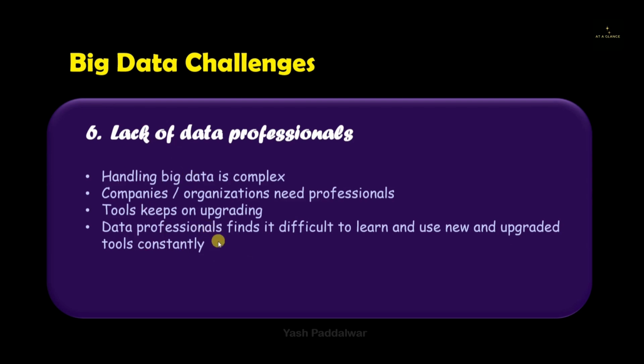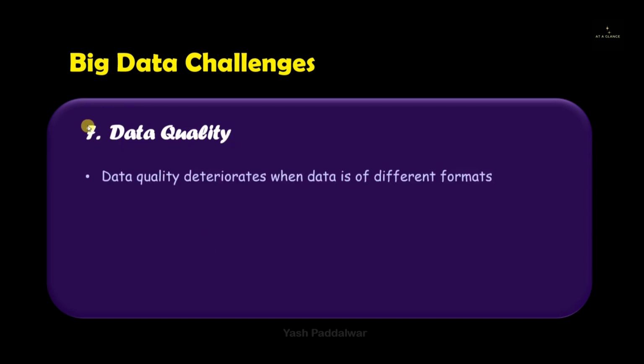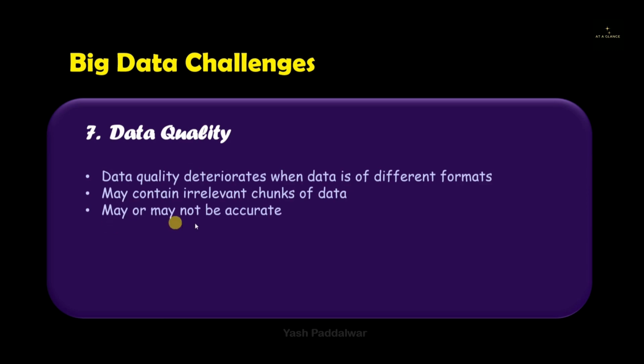Now, let's move on to another challenge of big data, which is data quality. Generally, the quality of data is considered to be high if the data is of the same format and, most importantly, if it is structured data. But in big data, the data is always of different formats and also from different sources. This huge data contains many irrelevant chunks of data inside it. It may or may not be accurate all the time.